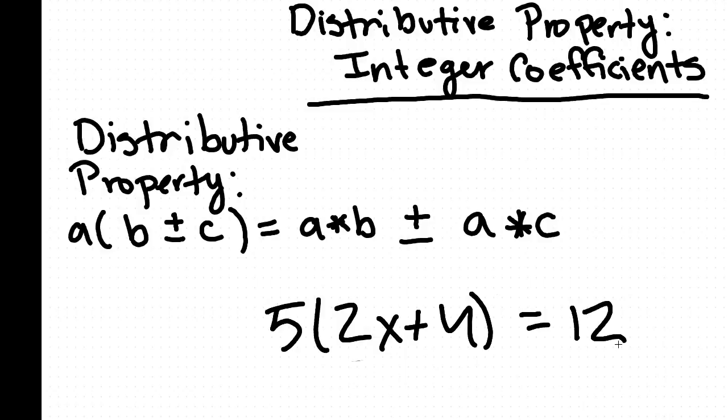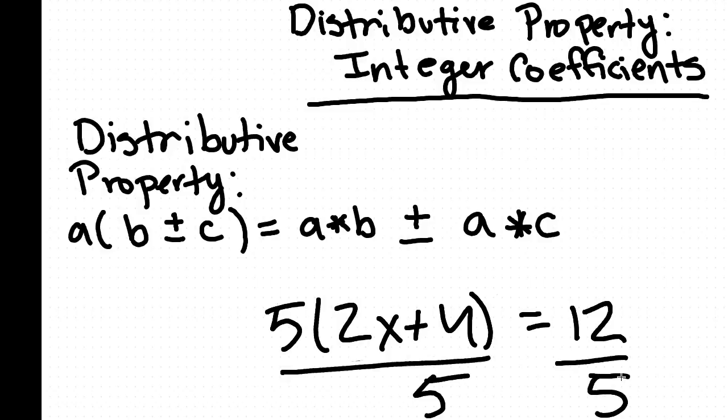Well, when it comes to just integer values, then perhaps it doesn't matter entirely. But let's say we have 5 times 2x plus 4 is equal to 12. How do we solve for x? Well, we could divide both sides of the equation by 5. The right side would get 12 over 5. And working with fractions can be complicated at times.